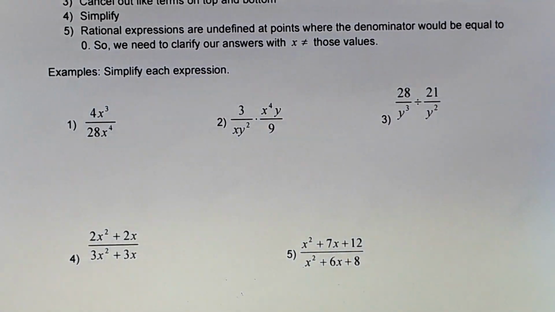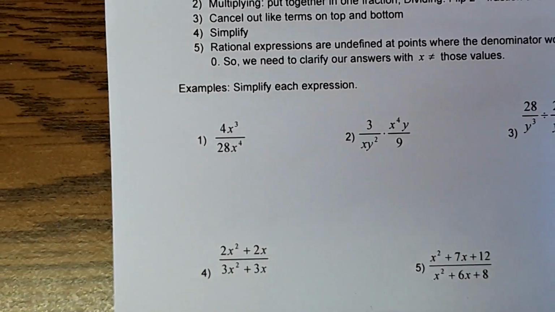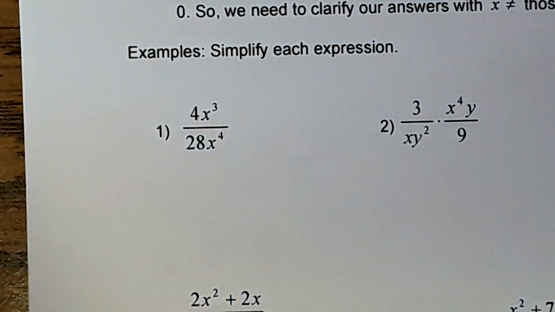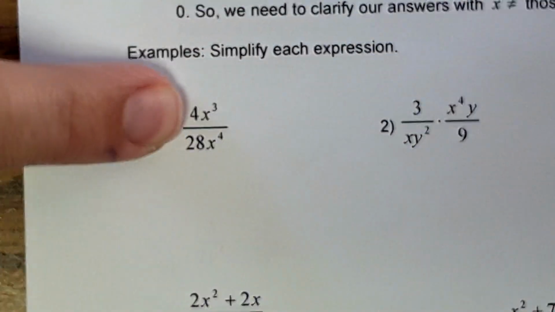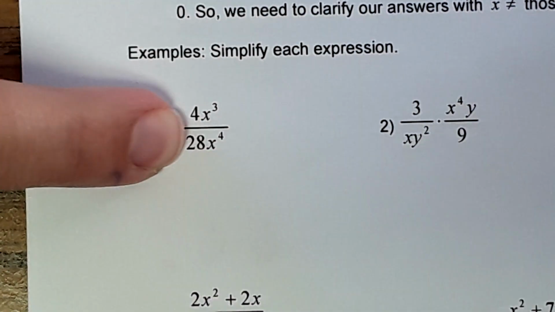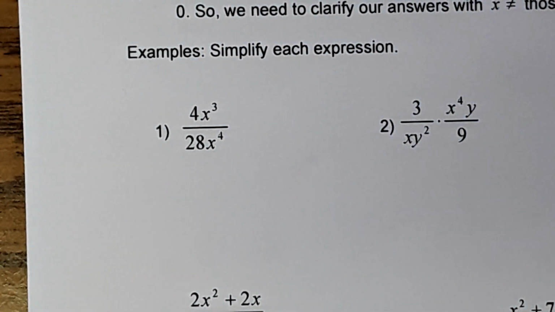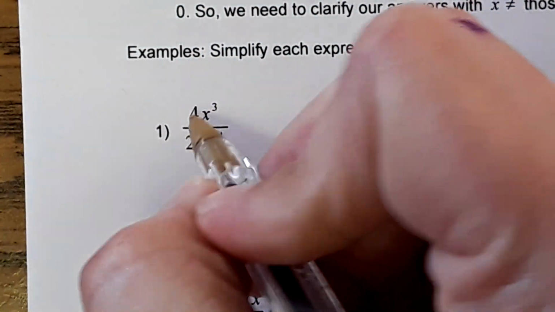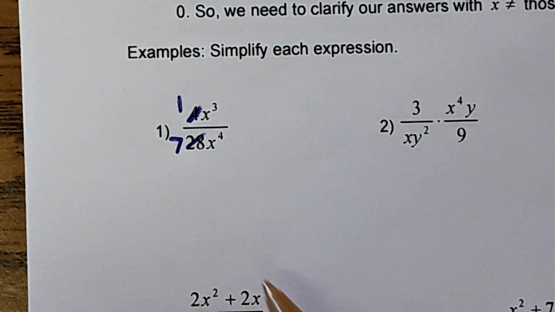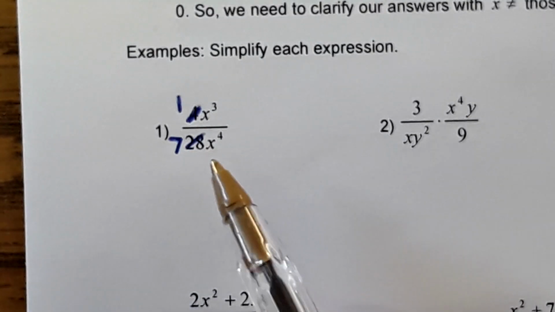Okay, so for number 1, it shows a numerator and denominator. You'll look at these two coefficients, 4 and 28, and then look for a common factor that you can divide both of these by. And 4 and 28 can both be divided by 4, so we divide this by 4 to get 1, and divide this by 4 to get 7.